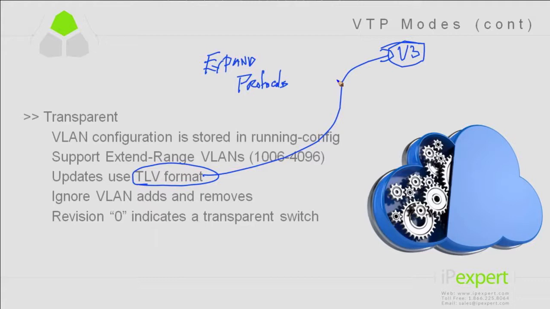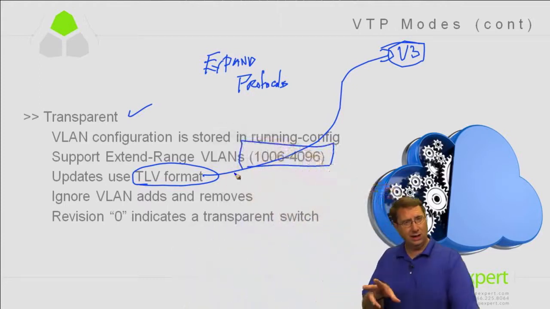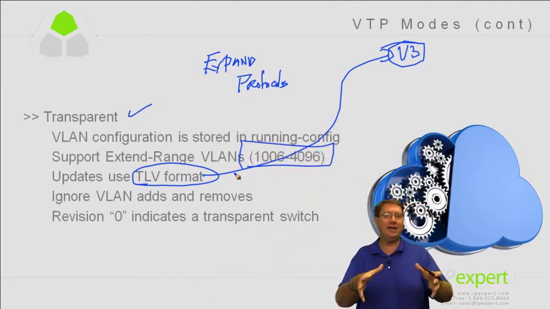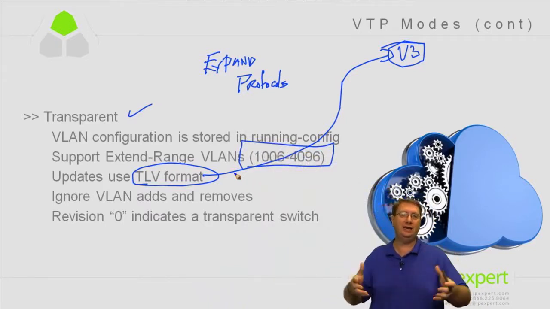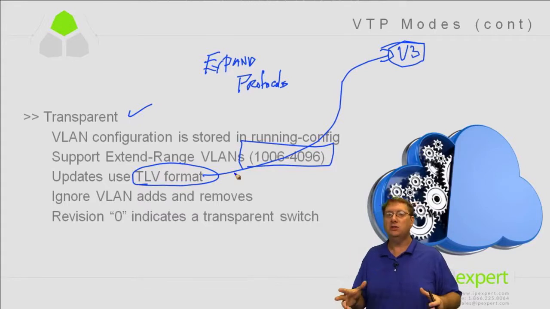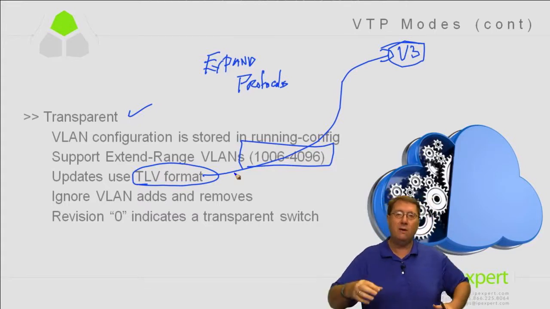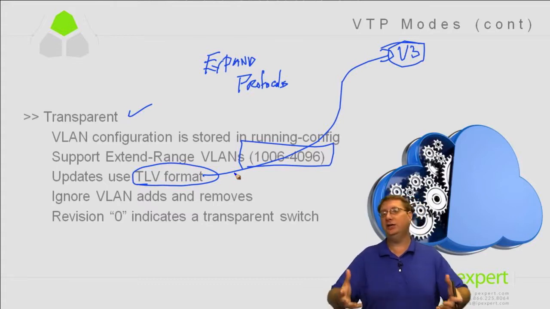So when we start looking at this, what does a transparent switch do? Well, a transparent switch supports extended range VLANs, so any VLAN from 1006 all the way up to 4096. Keep in mind that we can create them on this device, but VTP is not going to be used to send any information to any other device. So by telling it that it's a transparent VTP device, we're going to change its behavior.